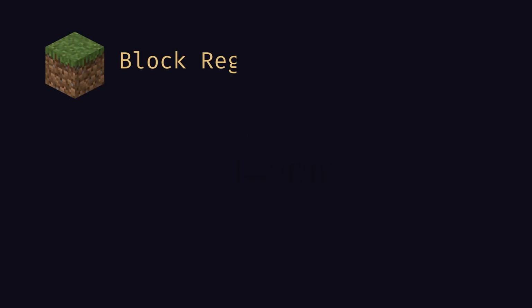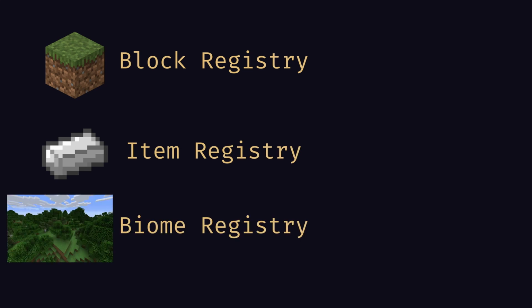Great! We understand how items and item stacks work. Now, the next question is how to implement them. For that, we need to understand one more thing about how Fabric works, called the registry. Fabric has several registries, for blocks, items, biomes, and many other things. What a registry is, essentially, is a list of things.